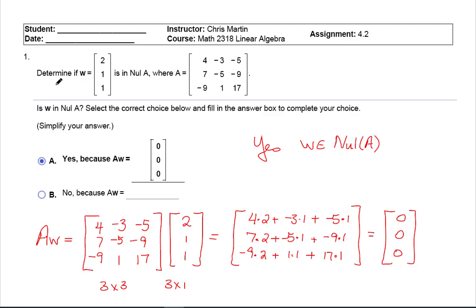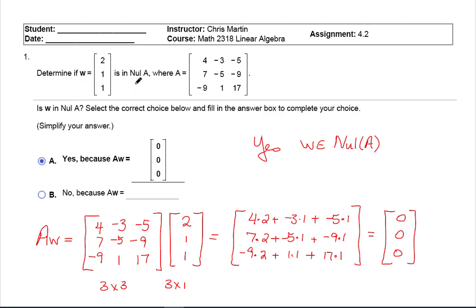Welcome to Math 2318, Section 4.2. In this particular section, we're going to look at things involving the null space, the column space, and the image of some linear transformations. Alright, so in question 1, we have a W.